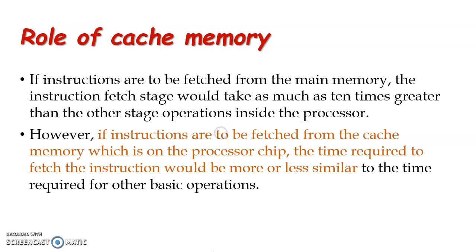We know cache is the fastest memory. It is already built on the processor chip. If the instructions are already in cache memory, the memory access time can be reduced.